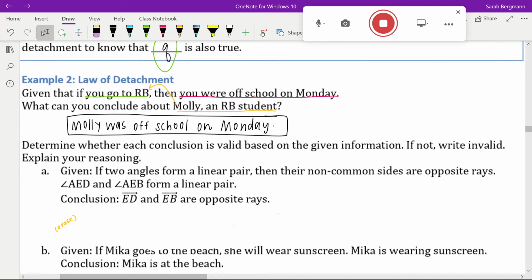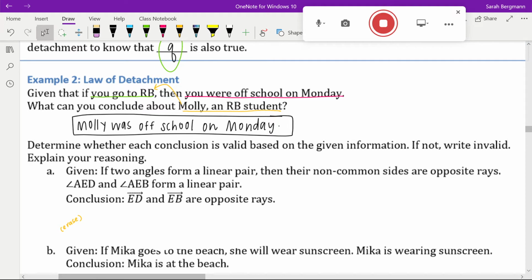This one says, determine whether each conclusion is valid or not based on the given information. If it's not valid, write invalid and explain your reasoning. We're given that if two angles form a linear pair, then their non-common sides are opposite rays. This says angle AED and angle AEB form a linear pair. This applies to the hypothesis. It's a specific case of the hypothesis, so we know we can apply the conclusion to it.